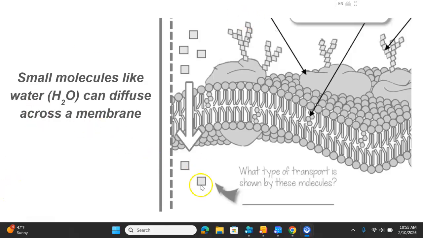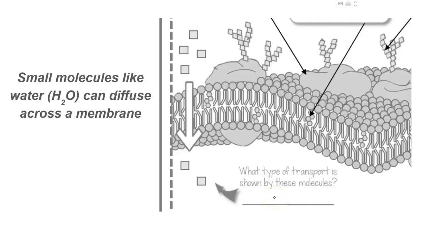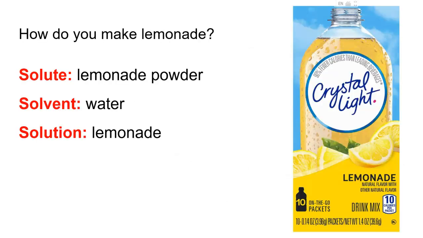Okay, so the type of transport shown by these molecules that are moving from a high concentration on this side to a lower concentration, this is called diffusion. Okay, diffusion, D-I-F-F-U-S-I-O-N, is the type of transport shown by these molecules.